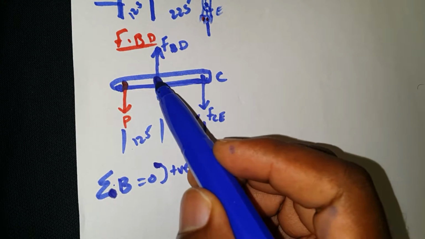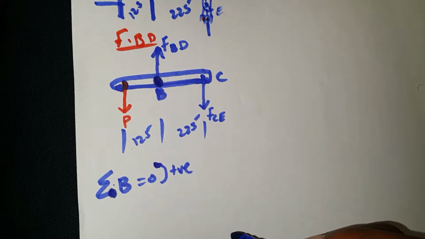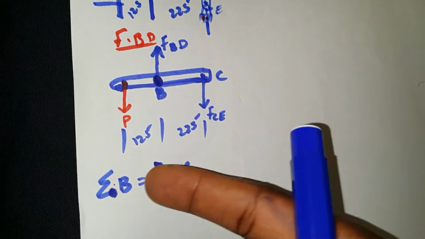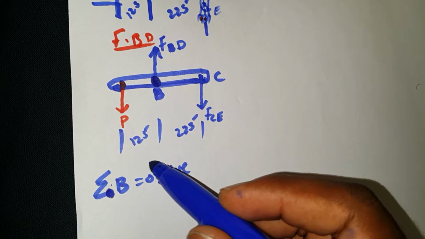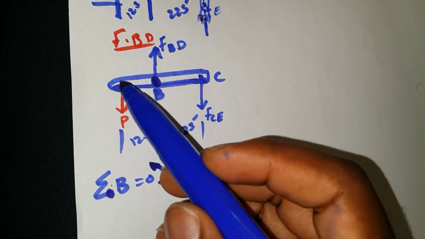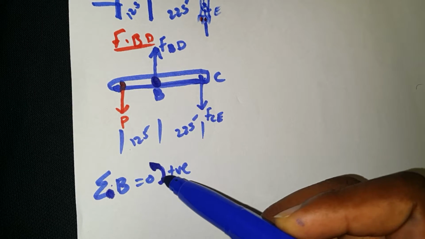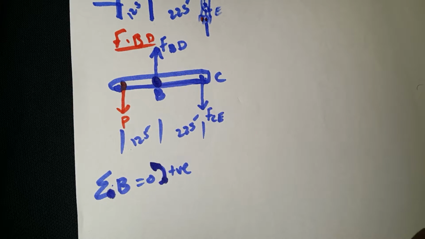I mean, from here is positive, and here is still positive. Because here is negative, yes, here is negative because it will try to rotate anti-clockwise, the opposite direction of my positive sign. And this will try to rotate it to the negative direction, but this one will try to rotate it to the other direction. So this is negative and this is positive.